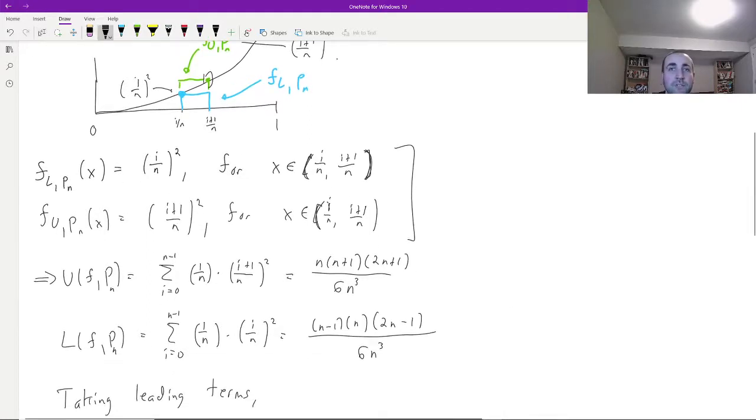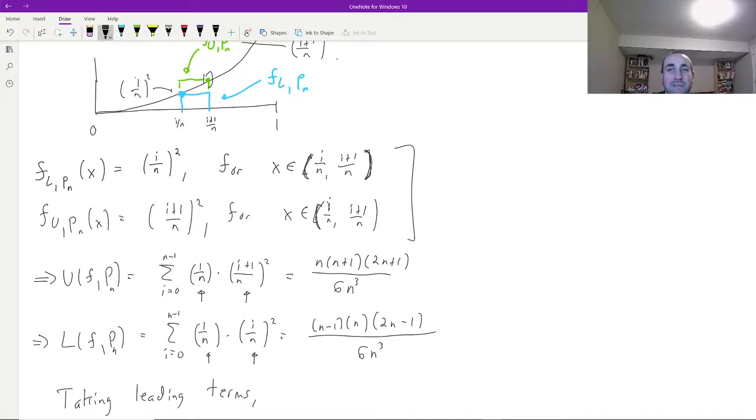So the upper bound function U(f, Pn) is the sum from i equals 0 to n minus 1 of the width of the interval times the function evaluated on the interval, which is (i plus 1 over n) squared. Similarly, I have a lower bound function, which is exactly the same, but it's the sum from i equals 0 to n minus 1 of the width of the interval times the function evaluated at the interval.